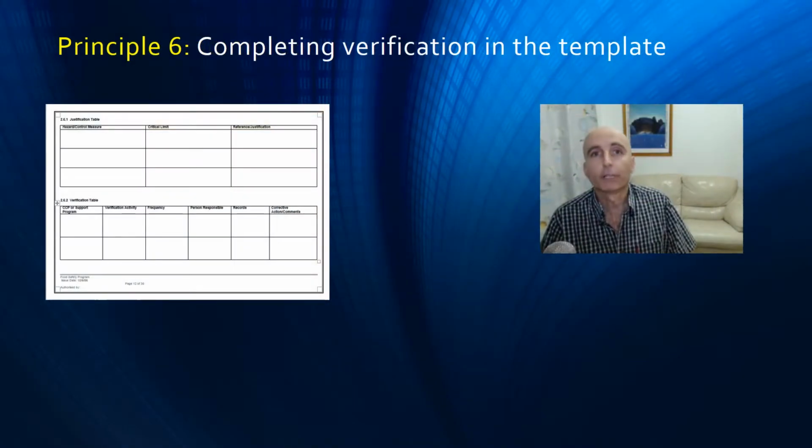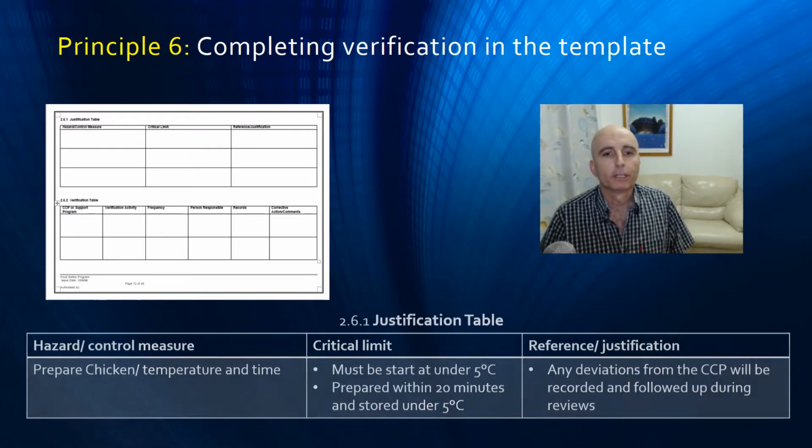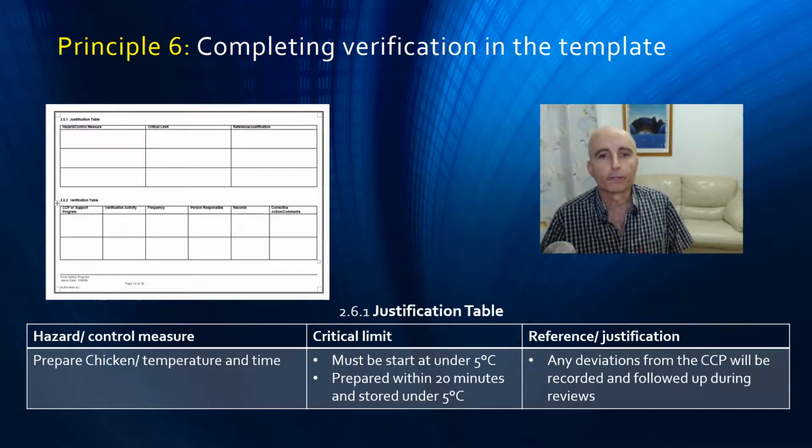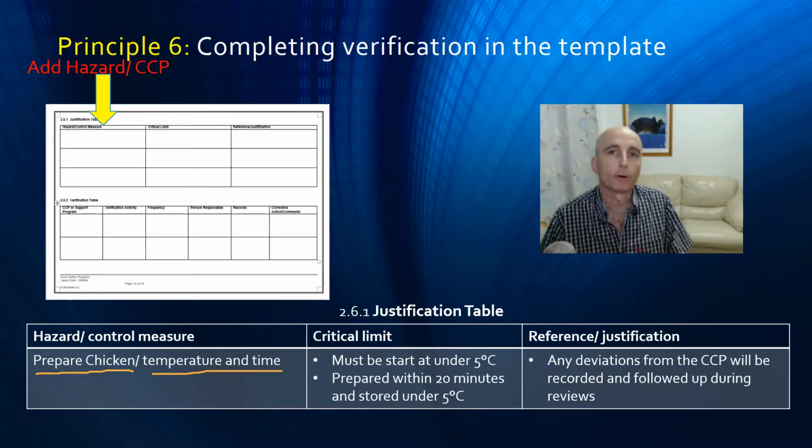One of the key reasons that I chose to make these mixes the way I have is to help you complete the template that we're doing in class for the HACCP plan. So you're looking at the verification or justification table, which is 2.6.1. The first step is we're going to add the hazard or CCP, and I'm following on from the other mixes. So we've put prepared chicken as the hazard, and the control measure is temperature and time, which has come off the 4 and 5 mix.